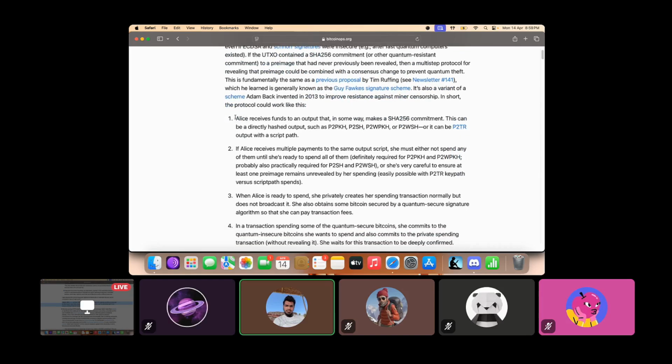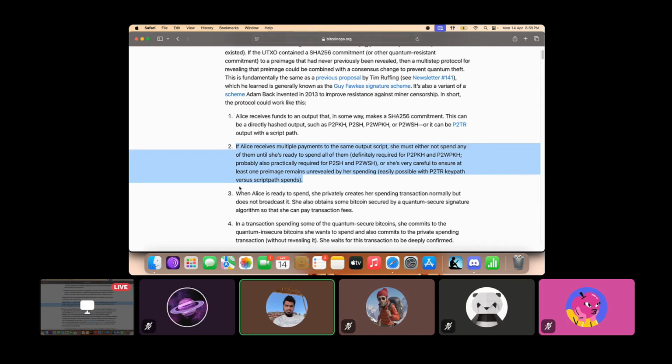So let's assume Alice receives funds to an output that in some way makes a SHA-256 commitment. This can be directly a hashed output such as a P2PKH, P2SH, P2WPKH, or P2WSH, or it can be a P2TR output with a script path. If Alice receives multiple payments to the same output script, she must either not spend any of them until she's ready to spend all of them, definitely required for P2PKH and P2WPKH, probably also practically required for P2SH and P2WSH, or she's very careful to ensure at least one pre-image remains unrevealed by her spending, easily possible with P2TR key path versus script path spends.